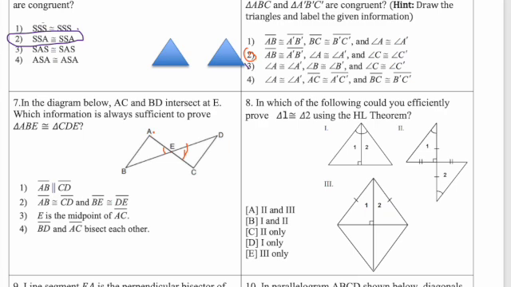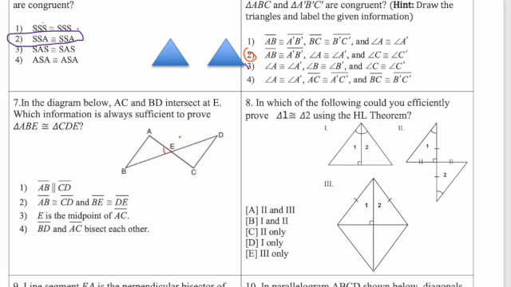So AB is parallel to CD, okay? That would help us prove angles, but we already have an angle, and we don't have any other information about sides. Just three angles isn't going to help us prove congruency. So for number 2, we have AB congruent to CD, and BE congruent to DE. Well, that's angle side side, that's not helping us.